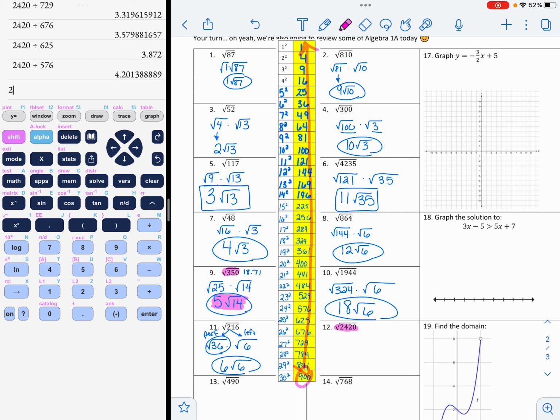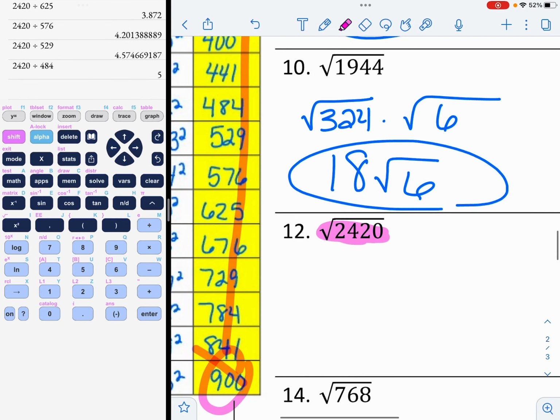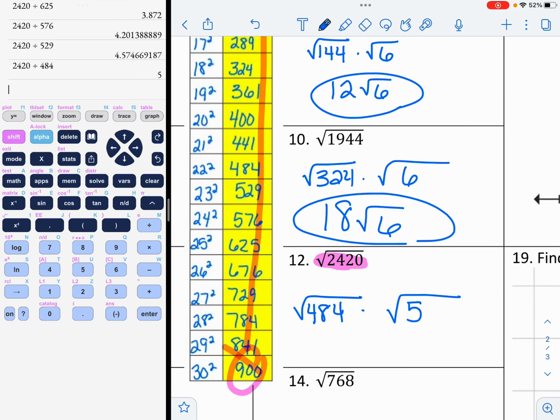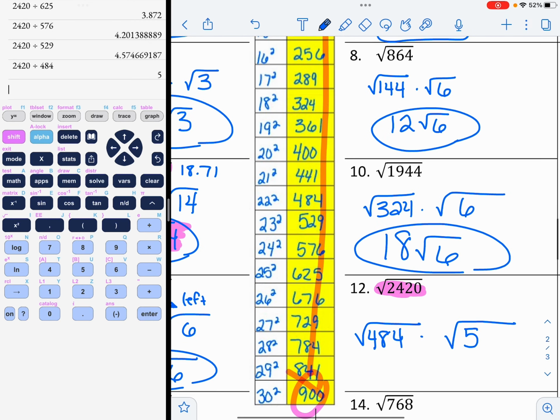Nope. 2420 divided by 529. Did that work? No. 2420 divided by 484. Oh, it did it. Okay, 484 and 5. So we're going to write it as a product of its factors. One of them being the biggest perfect square, 484 times a 5. What's the square root of 484? Can you see on there? 22. That's right. So this turns into 22 square roots of 5.